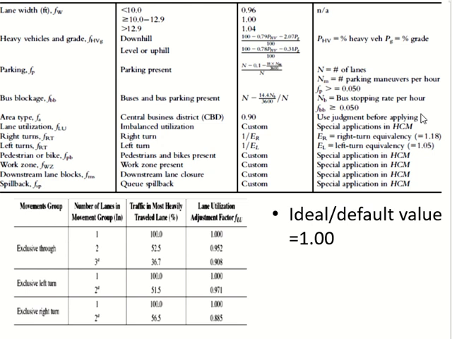Area type, if it is a central area or not central area, only 2 values. If it is a central area, just put 0.9. If it is not, you don't consider it.